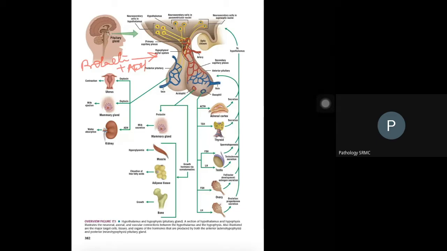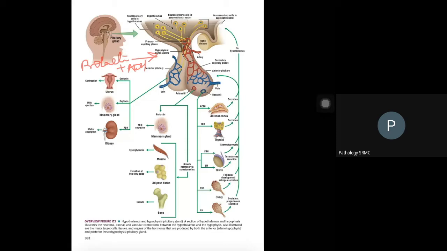Under acidophils, they have labeled prolactin, which promotes milk secretion, and growth hormone via somatomedins, in the muscle causing hyperglycemia, in adipose tissue causing elevation of free fatty acids, and in bone causing growth. Under basophils, they have labeled ACTH, which acts on the adrenal cortex, TSH, which acts on the thyroid, and FSH and LH, which are shown acting on the testis.